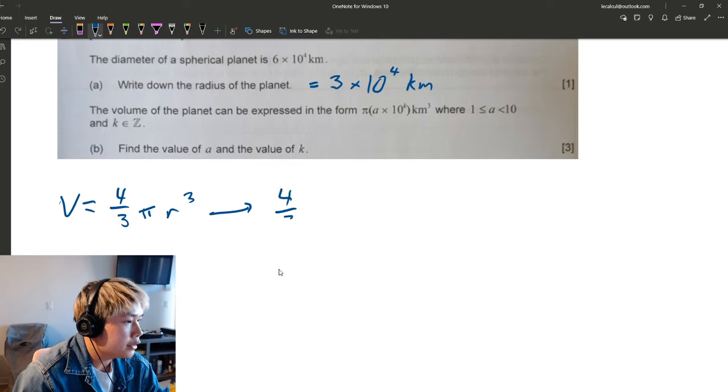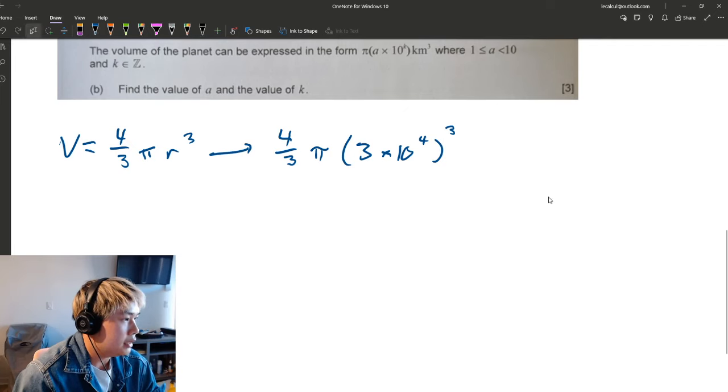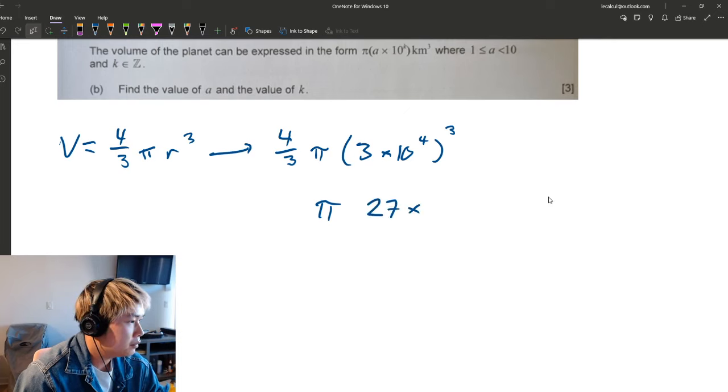So 4 over 3 pi, and then the radius is 3 times 10 to the power of 4, all to the power of 3. And then we just need to simplify this so it looks like it's in this form here. So let's see, let's cube our radius. So you're going to have 27 times 10 to the power of 12.